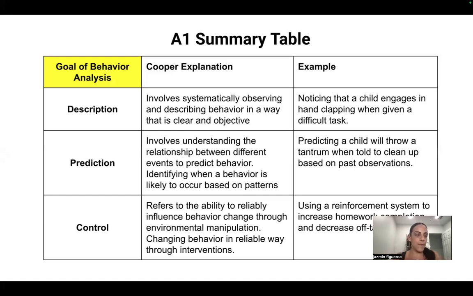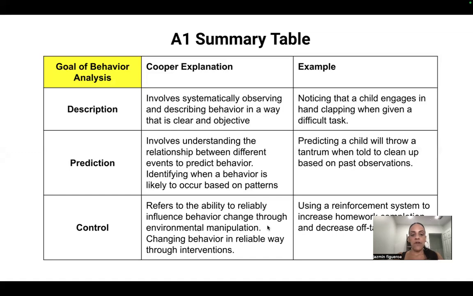So obviously, a parent, mother, dad, or whoever has told the child to clean up, and every time they tell the child to clean up, the child throws a tantrum. And now we can predict that the next time the child is told to clean up, bam, a tantrum occurs. We can predict that a tantrum is going to occur.